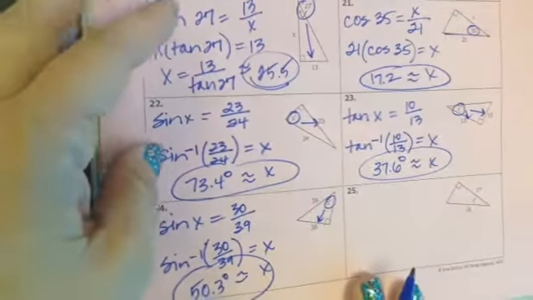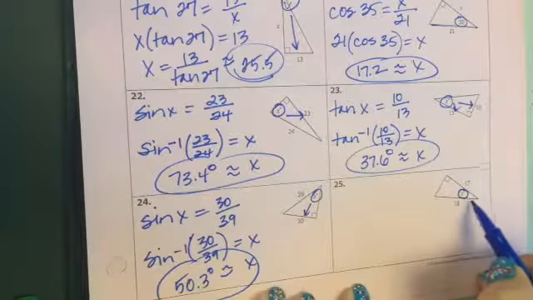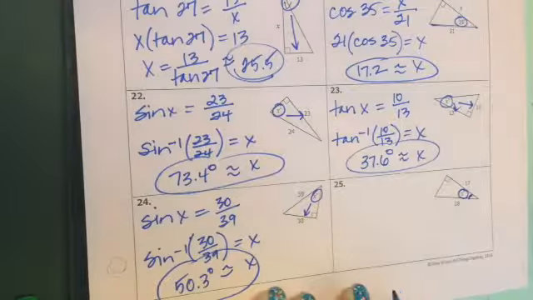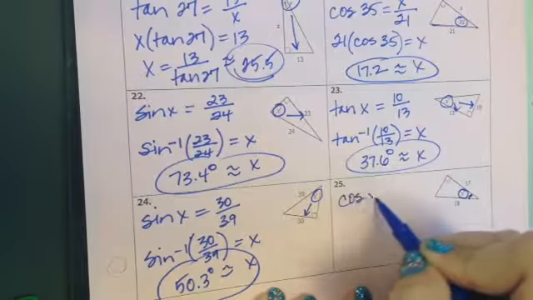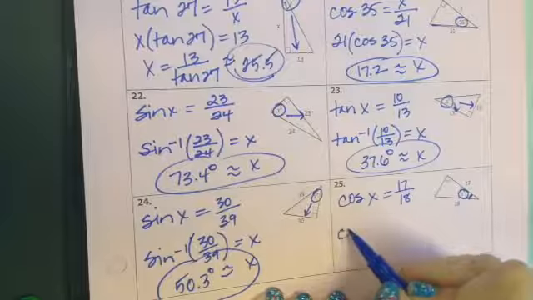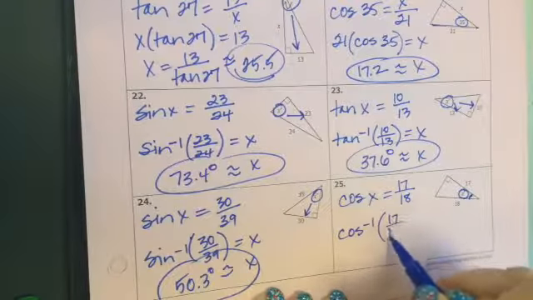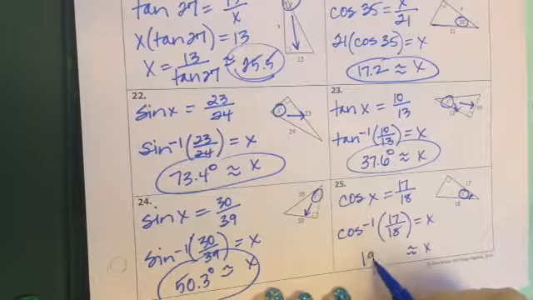Number 25, looking for x. That's kind of sitting in a funny spot. It's this angle here. Whatever, it looks weird to me. I have hypotenuse and adjacent. The cosine of x is going to be 17 over 18. Inverse cosine of 17/18 will give us our x. X is approximately 19.2 degrees.